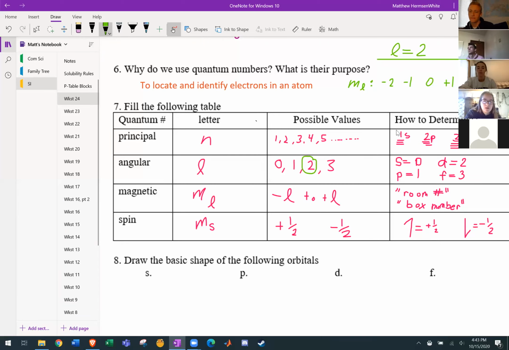Does that make sense, Elizabeth? I know that's confusing. Will it always be whole numbers? Will it ever be a decimal? Yes, it will always be whole numbers. Good question.